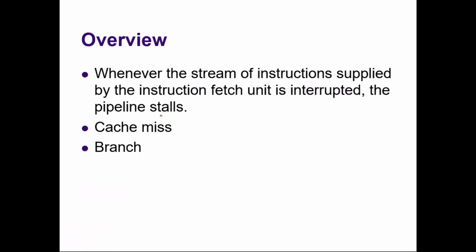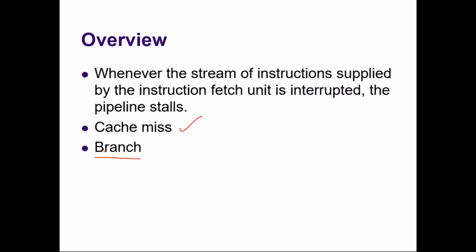Why? Cache miss is understandable, right? Because the instruction is not available in the cache and the processor has to take it from the main memory, some clock cycles will be wasted. During those clock cycles, the other instructions should be stalled, and that hazard is an instruction hazard. But why does the pipeline stall because of a branch instruction?